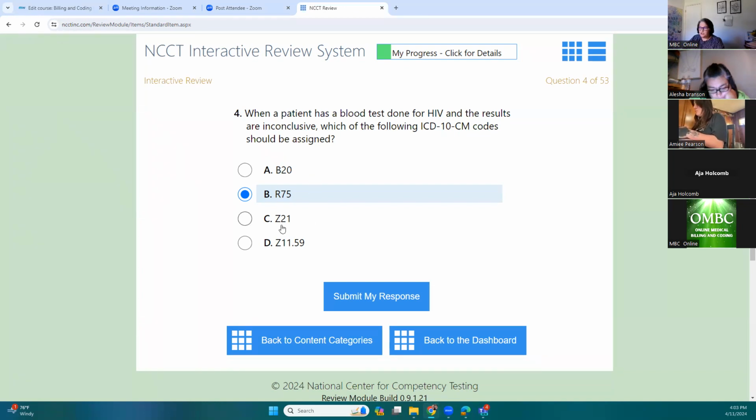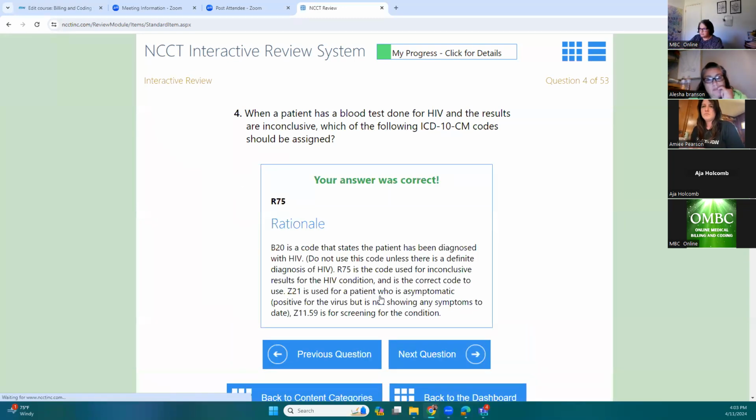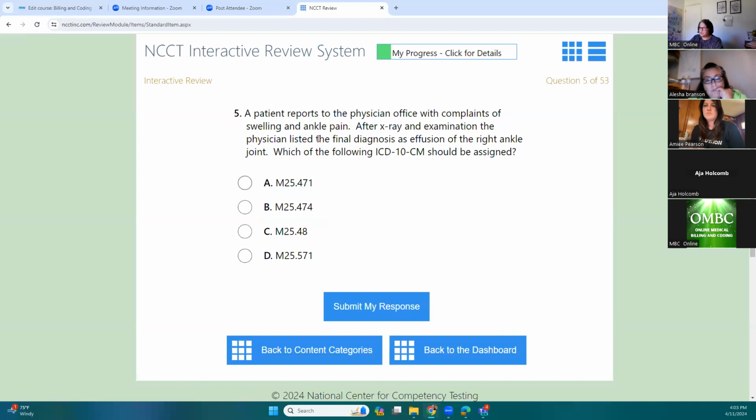If you looked up Z21, that is something about HIV, but again, it's a positive test. And then Z11.59, I think, is a history code. So if you know for sure you've got the right answer, you need to go ahead and click it. You don't have time to look and relook and dig. You have to be able to make a decision and move. So let's see if B is correct. B is absolutely correct. The code is R75. So we're going to move on to the next question.